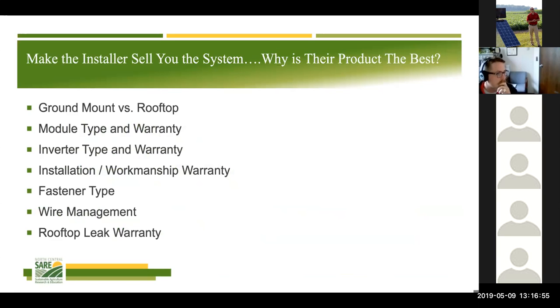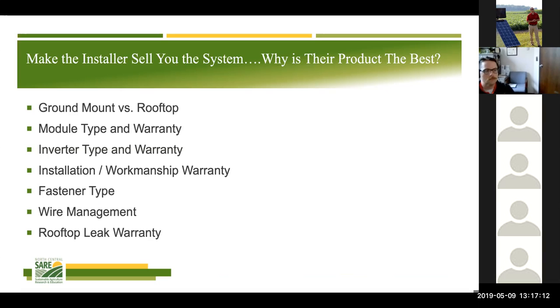The other thing that I think is important is to make the installer sell you the system. And good installers love to do this. They love to tell you about how they've designed their systems and the equipment and the components that they're using. Have them tell you why their product's the best.